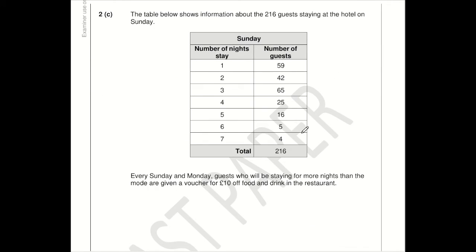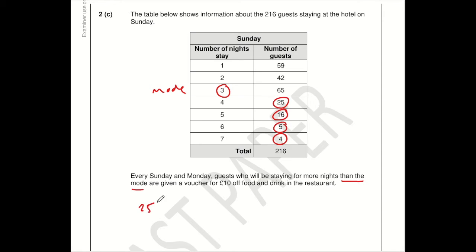Okay, part C, we need to be really careful here because it does say more than the mode. The mode is the most common. So according to this, more people stay for 3 nights than any other night. So 3 nights is the mode. If you stay longer than the mode, you get £10 off. So these people here would have got the £10 off voucher.